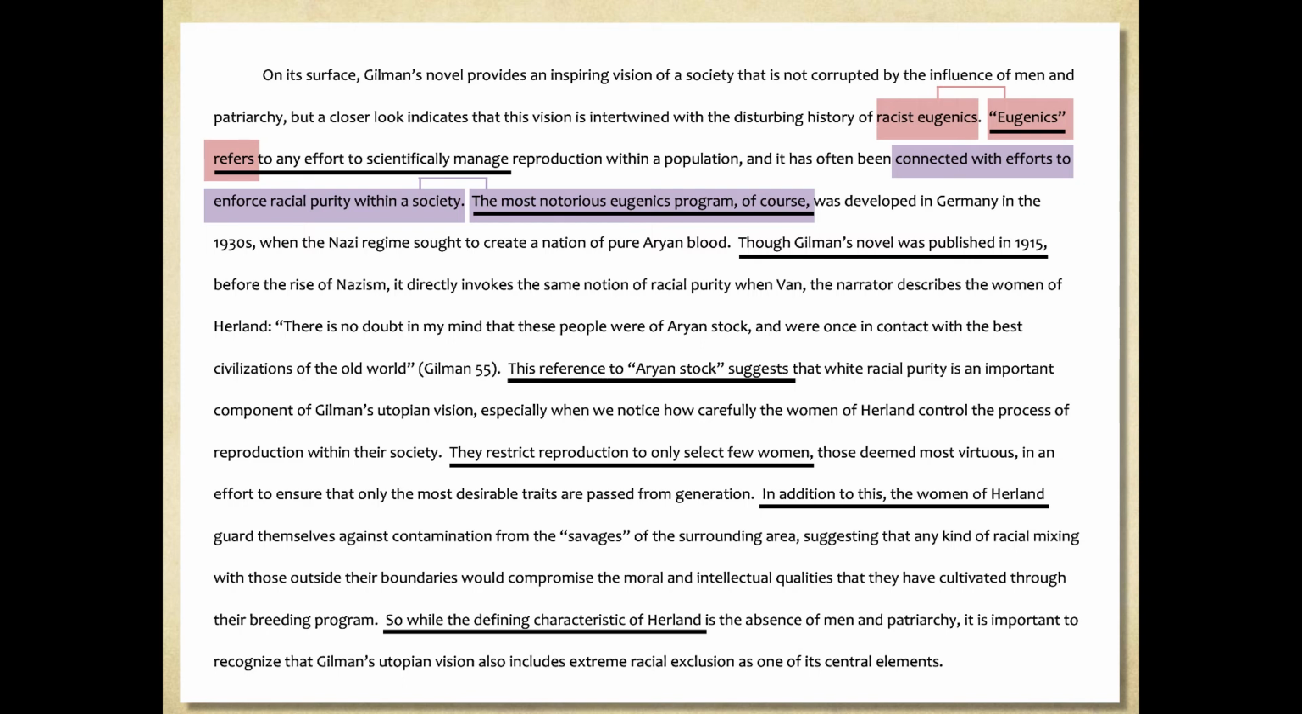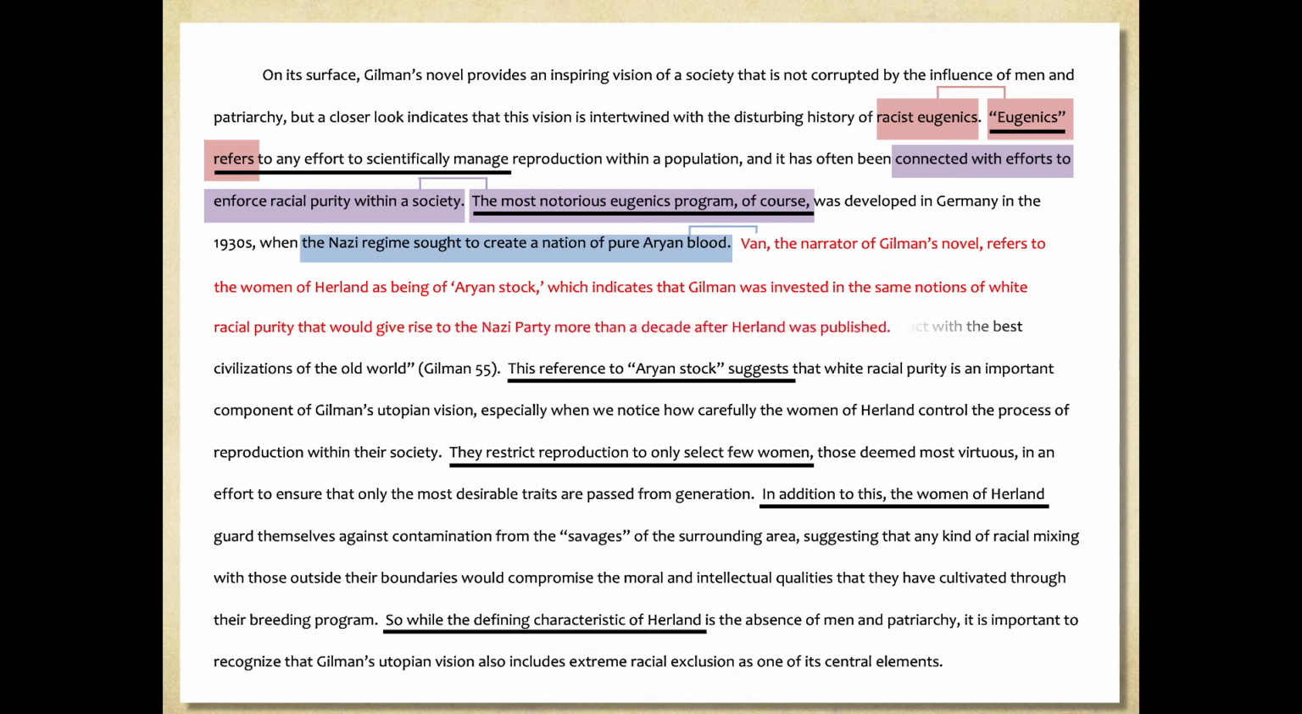Now, if we look at the beginning of the fourth sentence, the reference back to known information takes a little bit longer to develop, but the reader should still see pretty easily that the sentence will make the connection between Herland and Nazi ideology. Now let's imagine that this sentence began instead with the reference to the comment by Gilman's narrator. "Van, the narrator of Gilman's novel, refers to the women of Herland as being of Aryan stock, which indicates that Gilman was invested in the same notions of white racial purity that would give rise to the Nazi Party more than a decade after Herland was published."